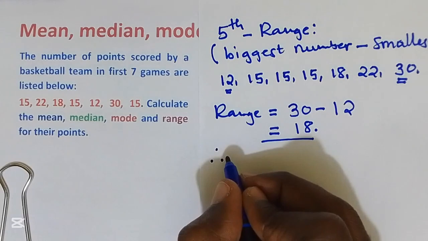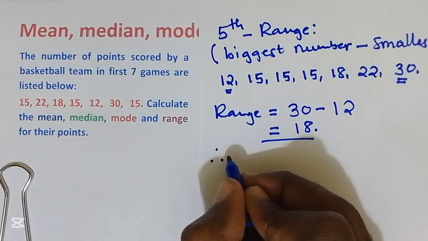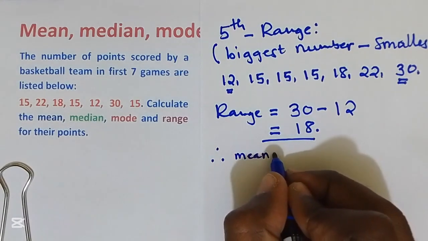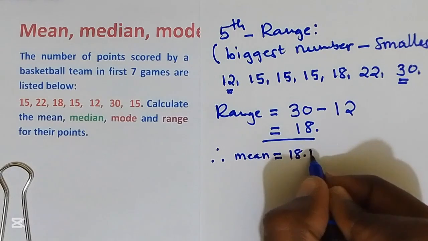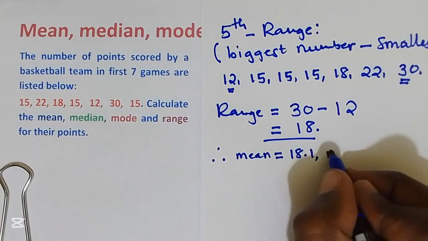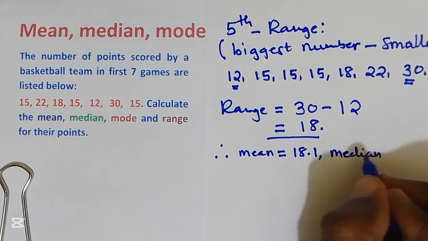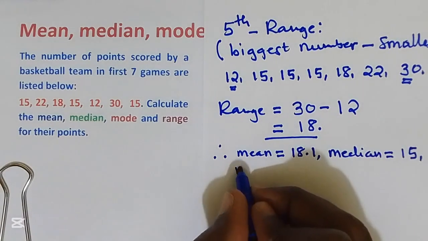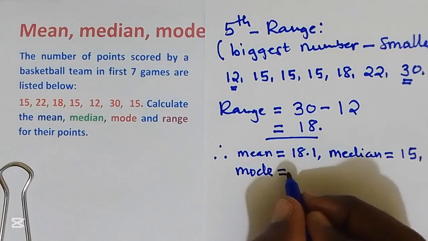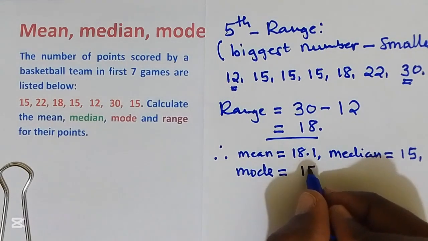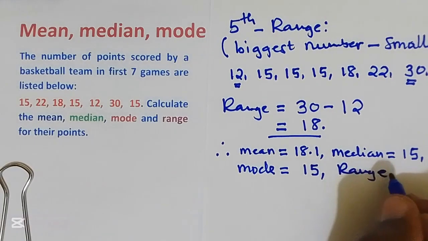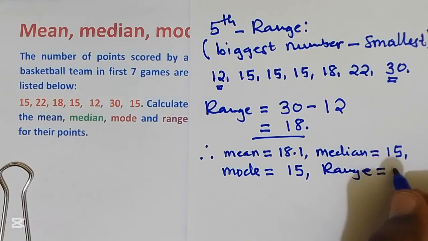So mean, median, mode, and range for the point that the team scored are: mean is equal to 18.1, median is equal to 15, mode is equal to 15, and range is equal to 18.